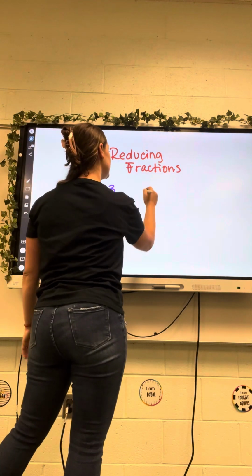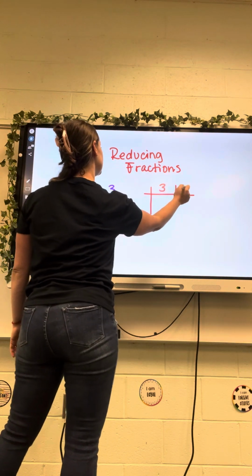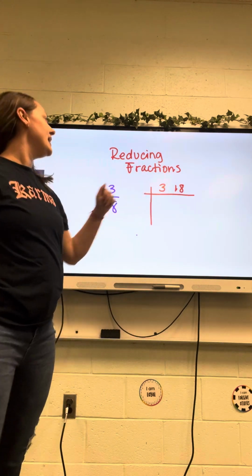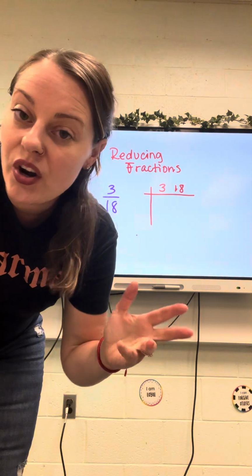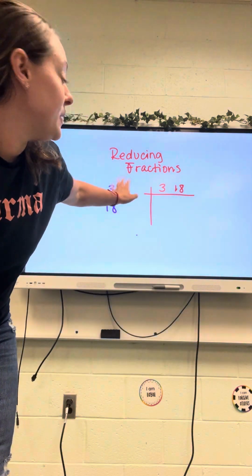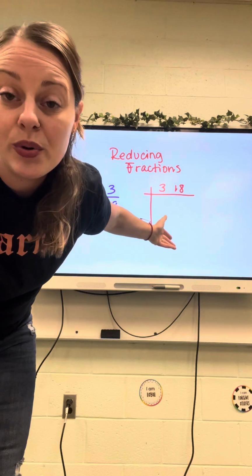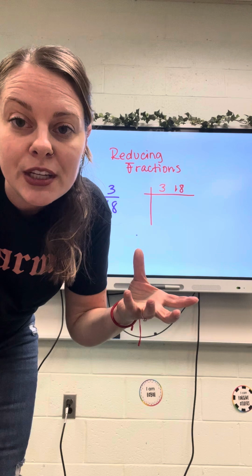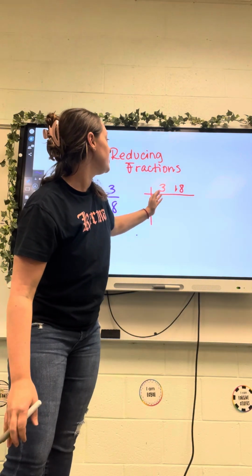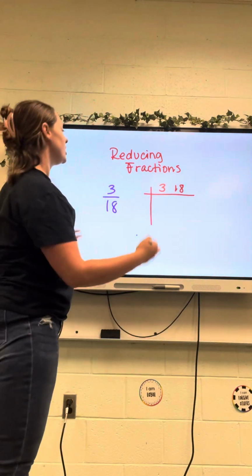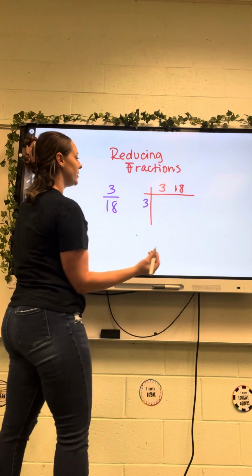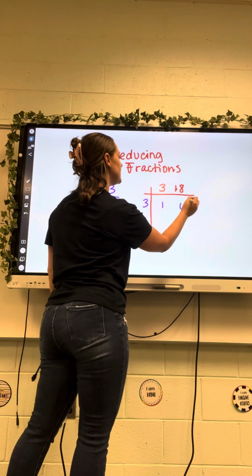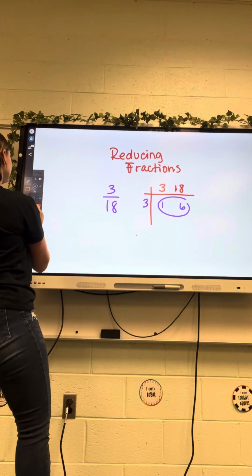Here we go. We got a T-chart. I've got 3 and 18. Okay, what number can go into 3 and 18? They're not both even, so I'm going to focus on my smaller number, 3. What numbers can equal 3? 3, that's it. You don't want to use 1, because if you use 1, you're going to get the same answer. 1 times 3 is 3, 1 times 18 is 18. The numbers aren't going to change, they're not going to reduce. So we're going to pull out another 3. 3 times 1 is 3, and 3 times 6 is 18.